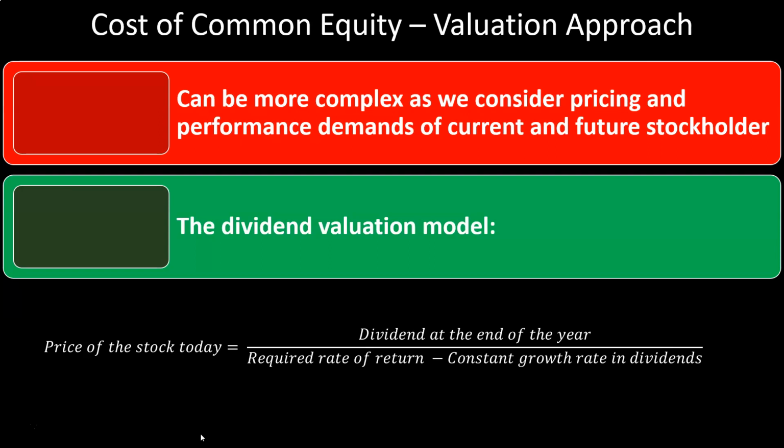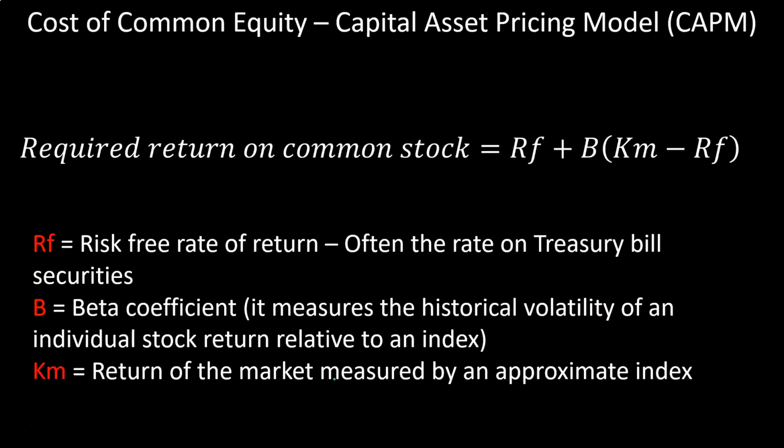So we could take the dividend valuation model. We have the price of the stock today. This is on a percentage basis equal to the dividends at the end of the year. This would be similar to comparing it to debt when we're talking about interest on an annual basis, or the preferred stock, which has the dividends as well, divided by the required rate of return, which is kind of like the discount rate, minus the constant growth rate in dividends. These bottom two numbers, of course, are something that we're projecting out into the future, and therefore those are going to be estimates, projections, in order to get to our calculation.